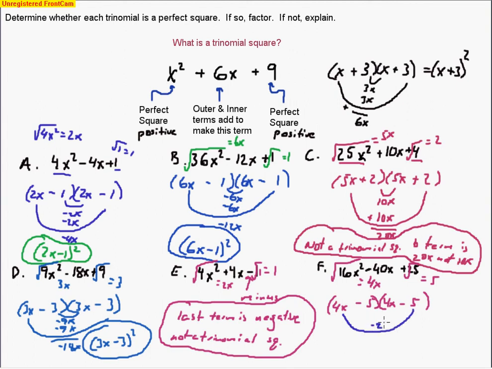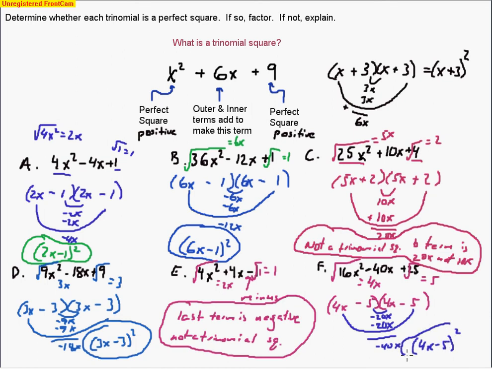So once you have one of them, though, you know it ends up working, because negative 20x times 2, if I double it, makes negative 40x. You see, if I just double it, it works because both of these have to be the same for a trinomial square. And that does make negative 40x, so it works. So 4x minus 5 quantity squared is the answer.